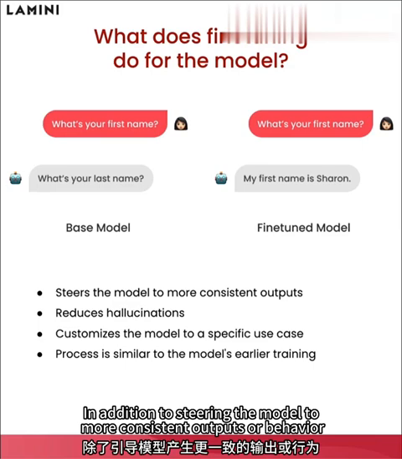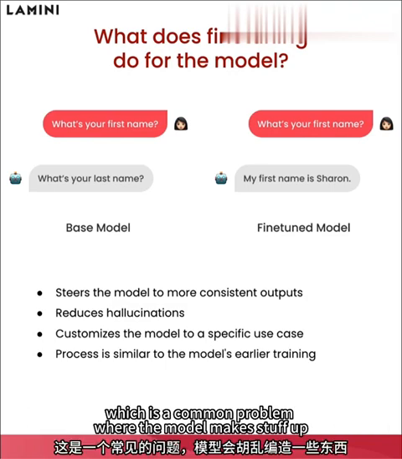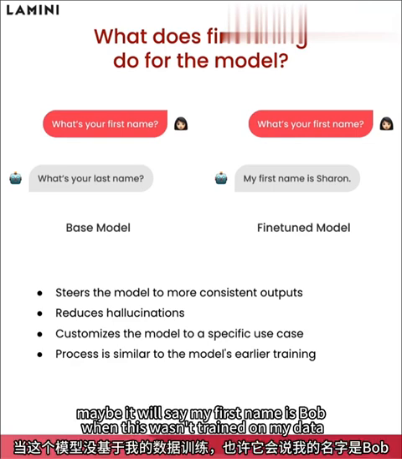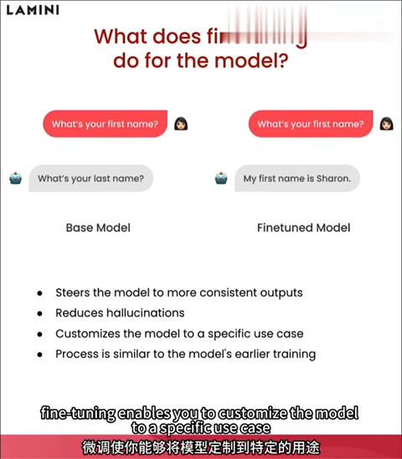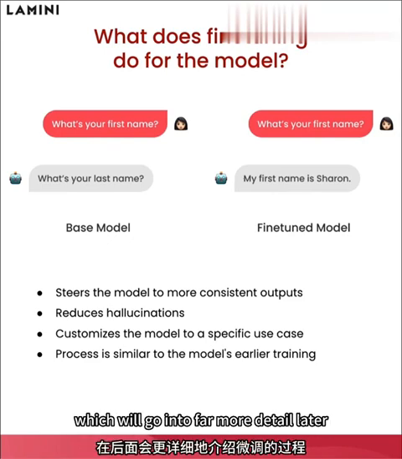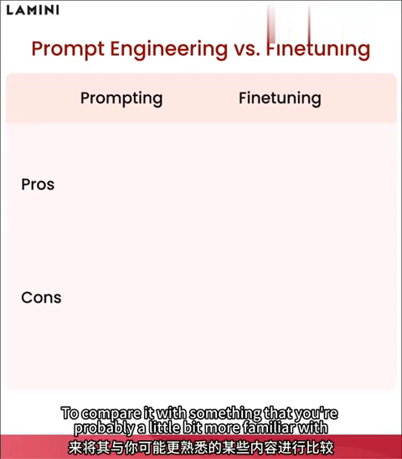In addition to steering the model to more consistent outputs or behavior, fine-tuning can help the model reduce hallucinations, which is a common problem where the model makes stuff up. Maybe it will say, my first name is Bob, when this was trained on my data, and my name is definitely not Bob. Overall, fine-tuning enables you to customize the model to a specific use case. And the fine-tuning process, which we'll go into far more detail later, is actually very similar to the model's earlier training recipe.